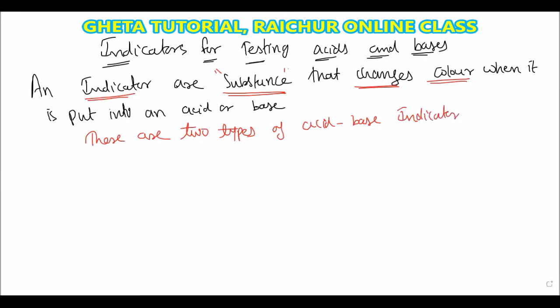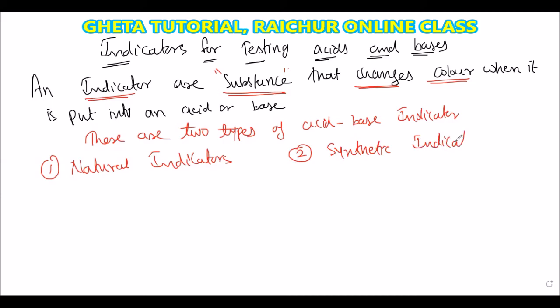There are two types of acid-base indicators. Which are the two types? Natural and synthetic. Natural indicators are the indicators we get from nature, and synthetic indicators are man-made indicators.